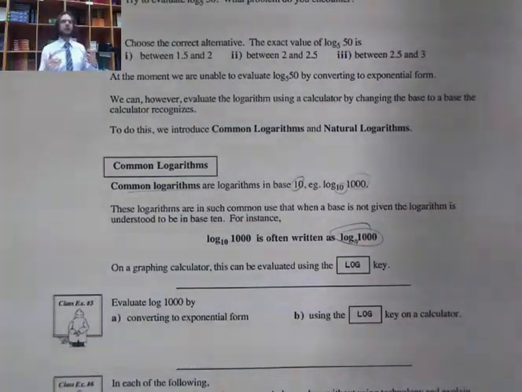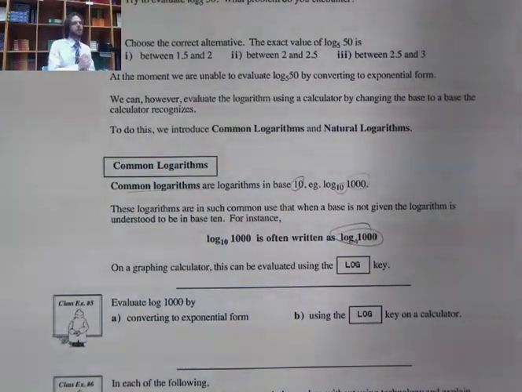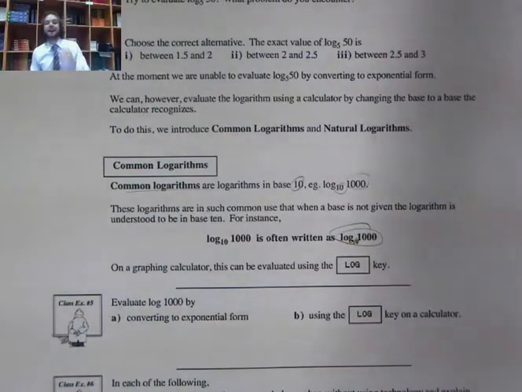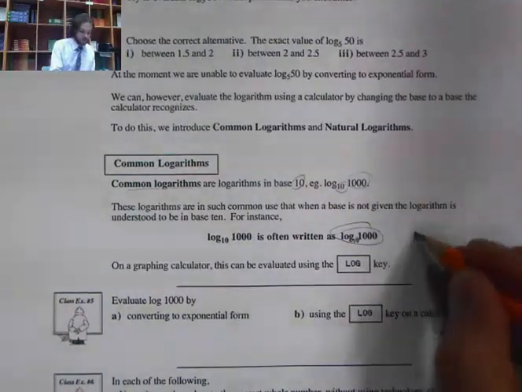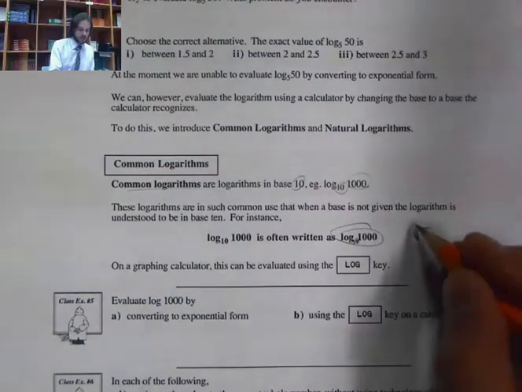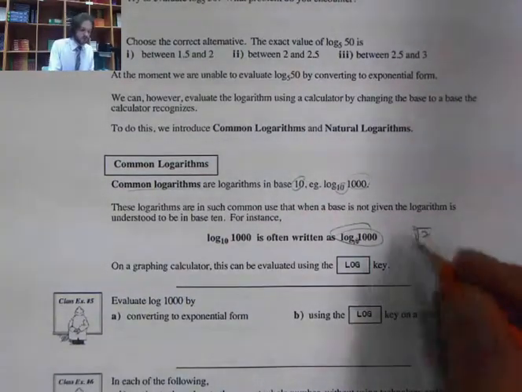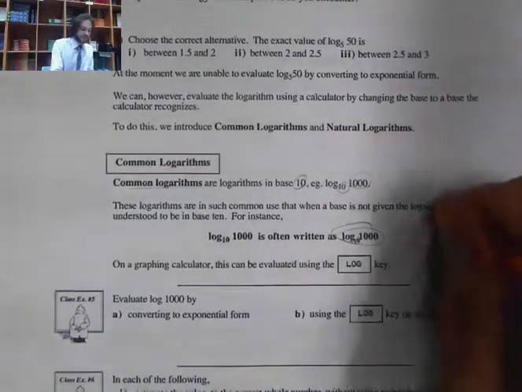It's like not writing a 1 in front of a variable. If I just say x plus 5, I'm assuming it's 1x. There's a 1 there, right? Just like in the logs, there's this imaginary 10 there, unless stated otherwise. When we put a square root, if I say square root of x, well, there's an imaginary 2 there. We just don't write it in. Unless stated otherwise, we assume it's a 2. Same thing with logs.